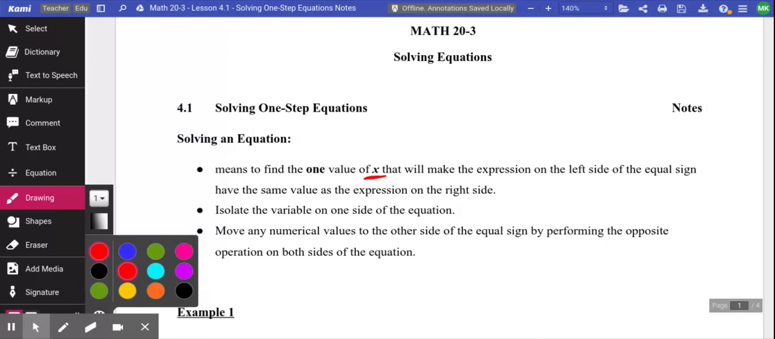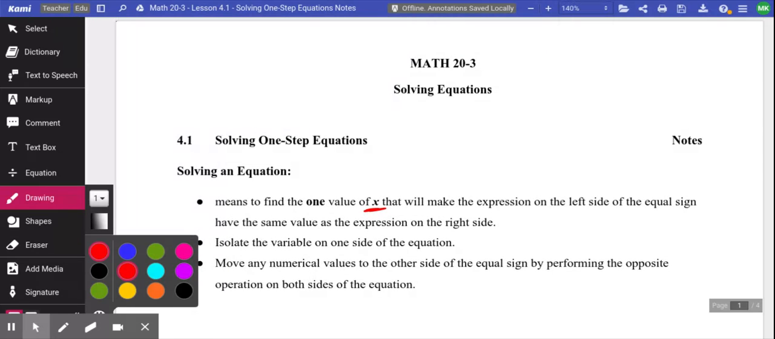To be able to do this, I'm just going to write some things at the top. You're going to do opposite operations. Okay, so you're going to do the opposite of whatever you have. So, for instance, if you have addition, what's the opposite of addition? Subtraction. And vice versa, right? Like the opposite of subtraction is addition.